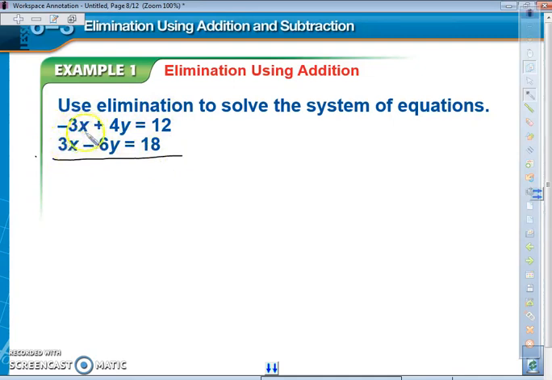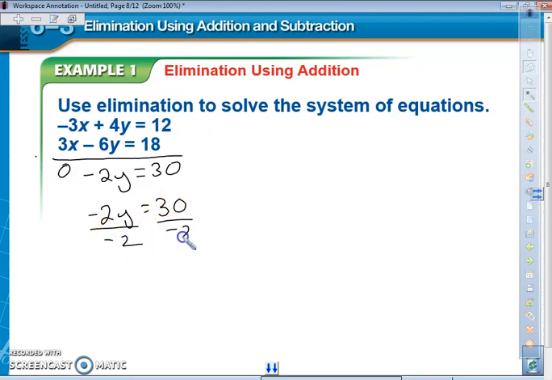Well, what we're doing is we're trying to eliminate one of the variables. So negative 3x and 3x is 0. So I'll go ahead and put a 0 right there for you. 4y minus 6y is negative 2y equals 12 plus 18 is 30. All right? So now we can just go negative 2y equals 30. And we divide by a negative 2 and divide by a negative 2. Y equals negative 15. Pretty easy way.